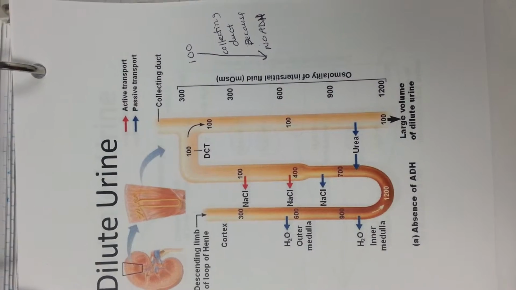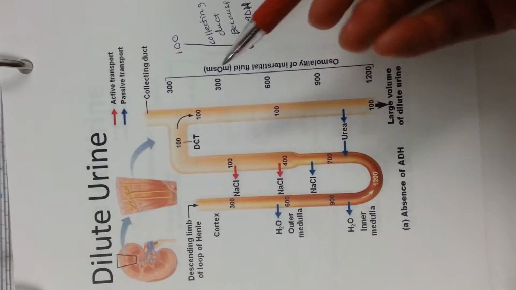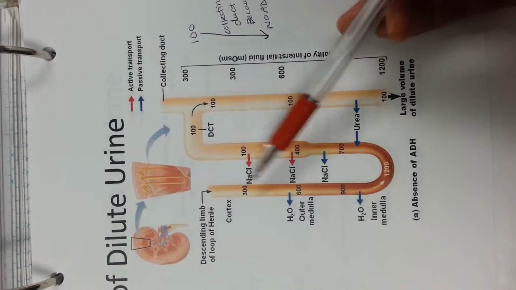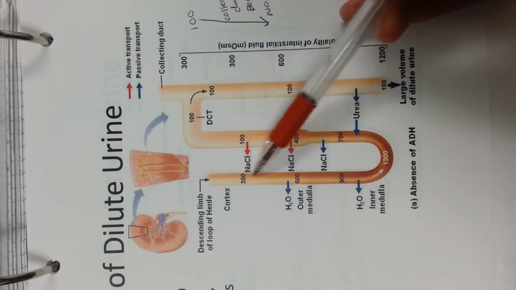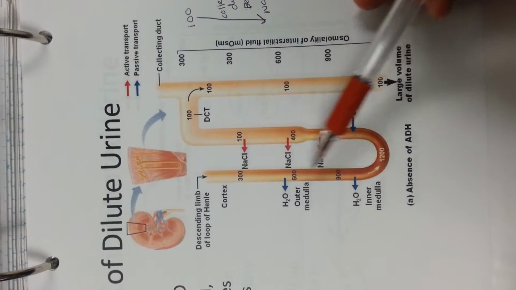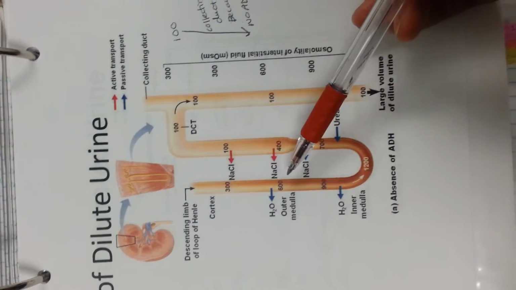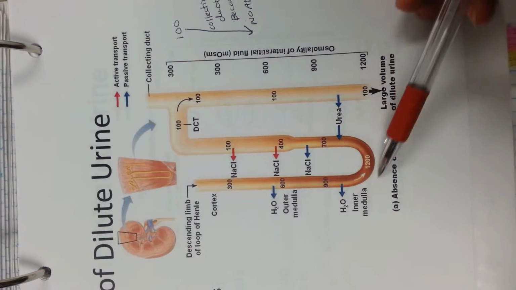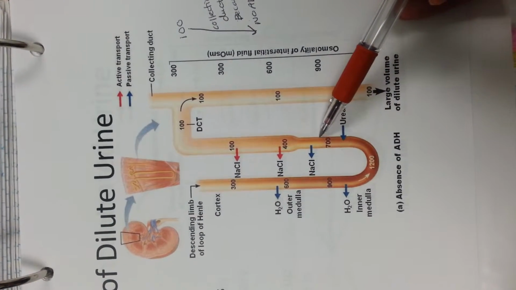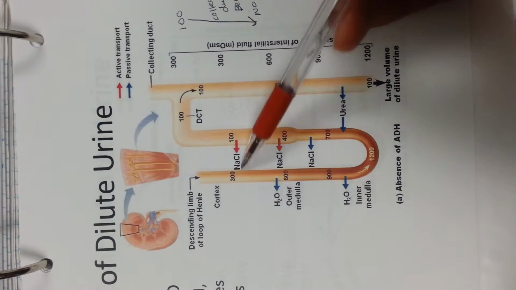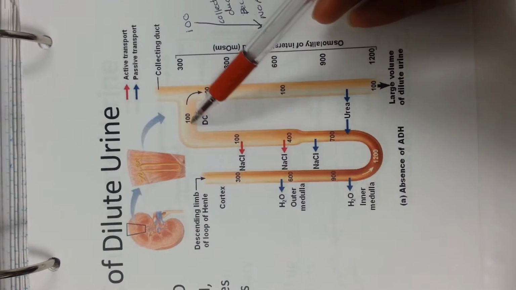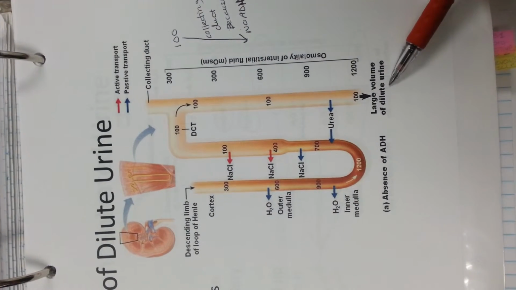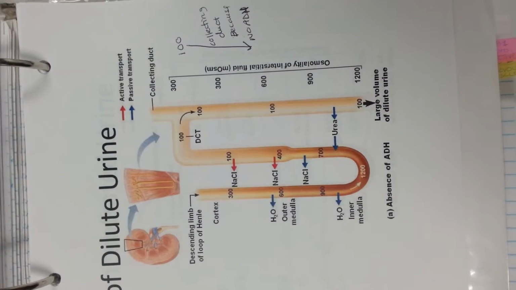In this diagram, the red lines are the active transport and the blue lines are the passive transport. Here we have the descending limb of the loop of Henle where water is reabsorbed. Water gets reabsorbed here at 300, right here at 600, and again at 900, 1200. And again over here, the solute exits. Then it goes to the collecting duct. Now there's a large volume of dilute urine here.